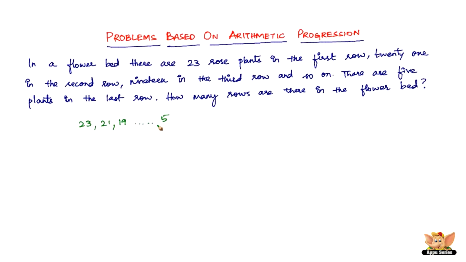Of course, this is a small thing you can definitely write out and then find. But that's not the way it is to be done. We need to solve it using the concepts of arithmetic progression. So now, based on the question, they've asked how many rows are there in the flower bed. So that means what? What is the total number of terms in this arithmetic progression, right? So that's going to be n. So I'd say let the number of rows be n.